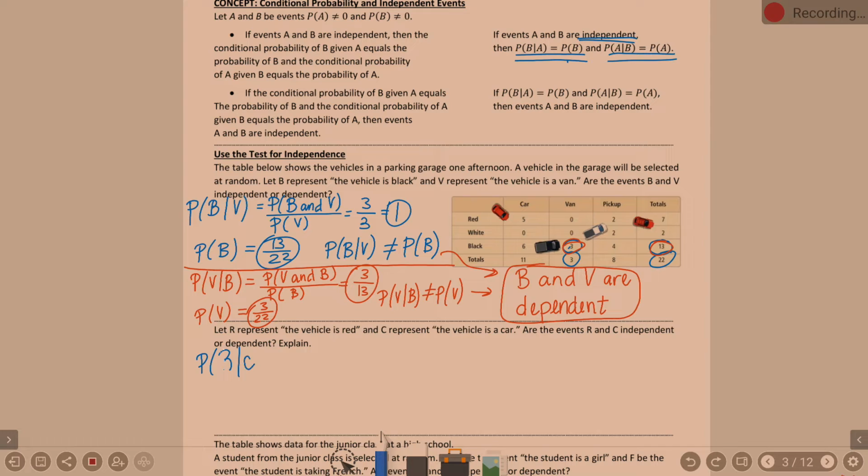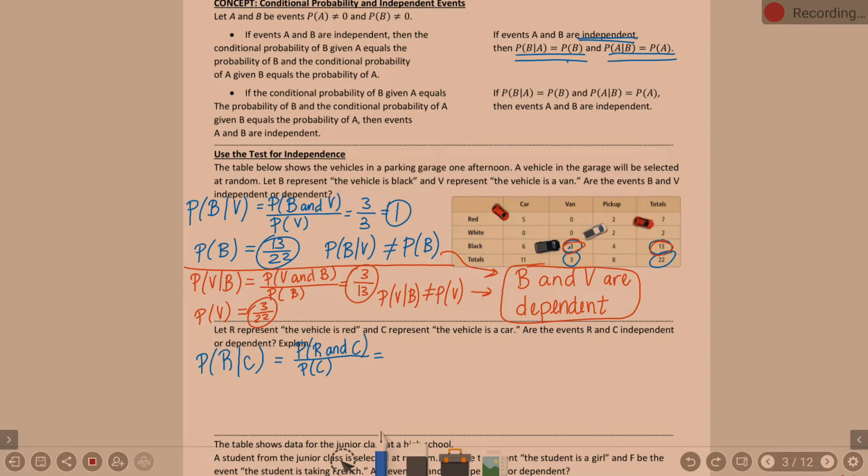Red given it's a car. So probability of R given C. So probability of red given it's a car. Okay, remind me, what's the fraction we set up there? On top, we're going to put what probability? R and C, yes? So you're just putting the number of red cars up top, yes? Divided by, what goes on bottom? The probability of C, whatever your condition is, right? So probability of it being a car.